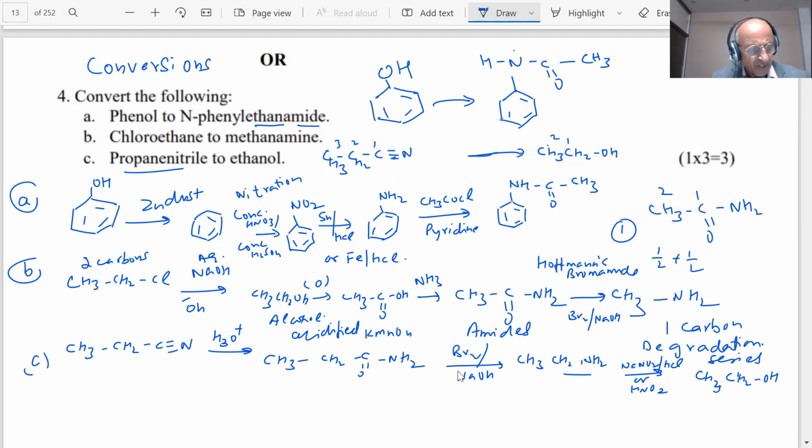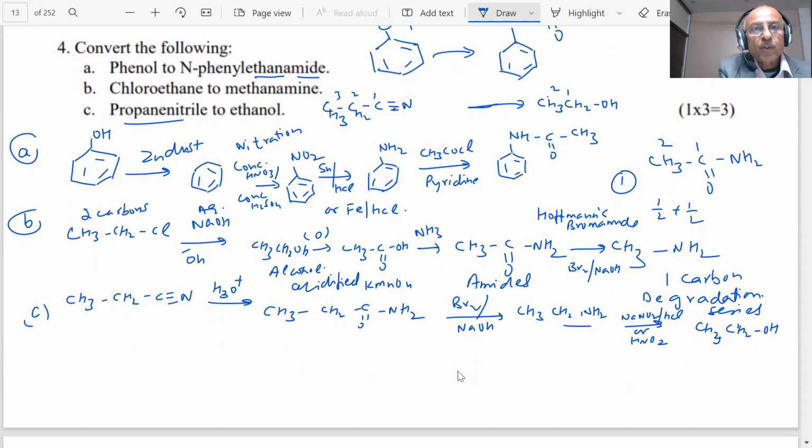Therefore, this reaction is important. Nitrous acid can convert amines into alcohols, and nitrous acid is unstable. It is prepared in situ. We react with NaNO2 and HCl. Let us see more questions.